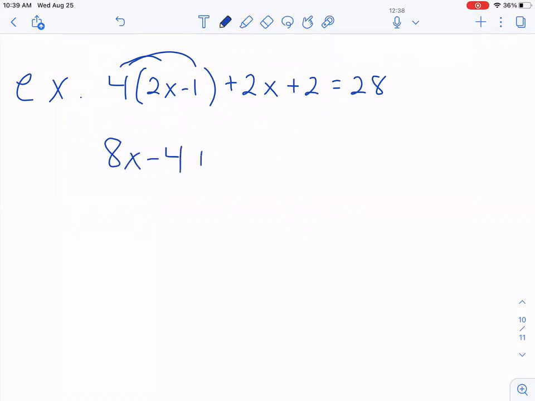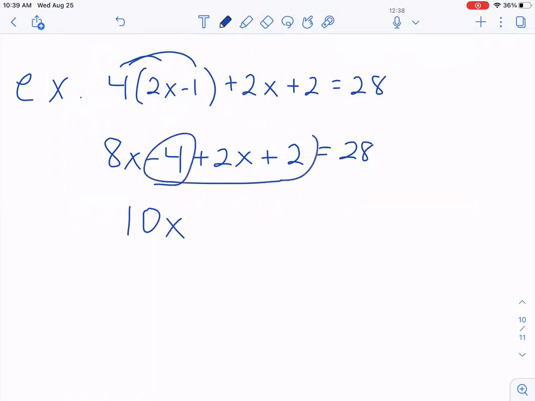And then I'll rewrite the plus 2x plus 2 is equal to 28. Good start. What do we do next? Yes, awesome. Combine like terms. So 8x plus 2x will be 10x. Negative 4 plus 2 is negative 2, is equal to 28.